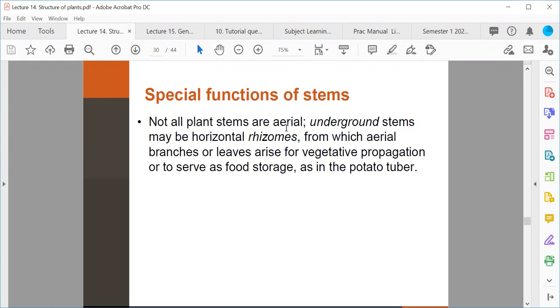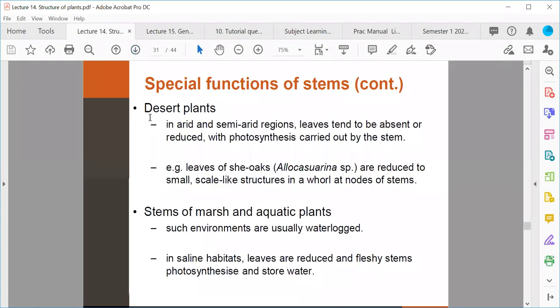So not all plant stems are aerial, as you probably know. There are underground stems, which may be horizontal rhizomes, and from these rhizomes, depending on the plant species, branches or leaves may arise, or they could serve as food storage, as in the potato tuber. So that might be a new one for some students. We always think of potato tubers as being part of the roots, but they're actually underground stems, specialised for storage.